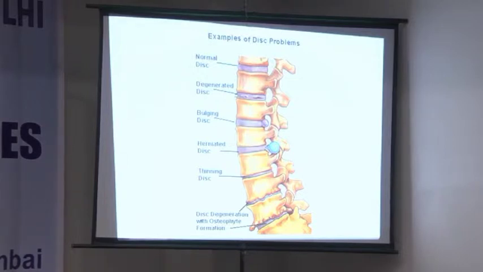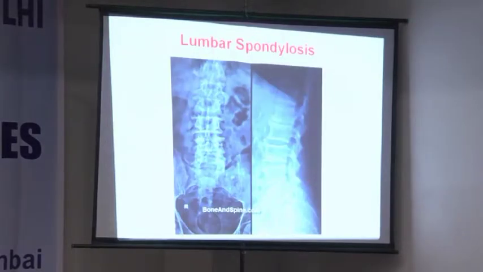Thinning of the disc. Then disc degeneration with the osteophyte formation. That is lumbar spondylosis. So with a single slide, we can identify the majority of disc problems. So this is an X-ray of typical lumbar spondylosis, with bone formation.